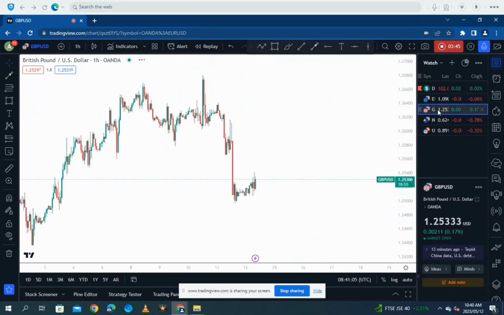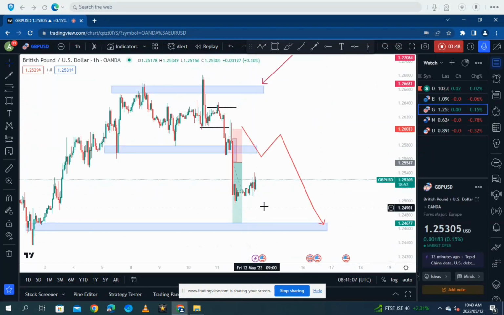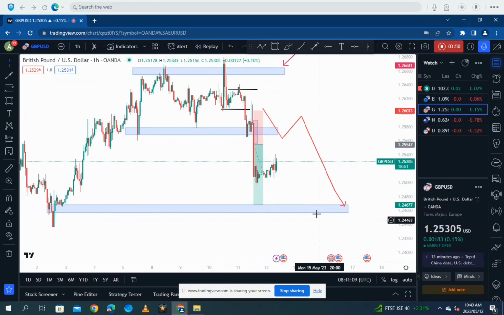GBP USD, beautiful trade here. I don't know how many of you guys took this trade, but if you still remember yesterday, let's just go back to 4 hours.